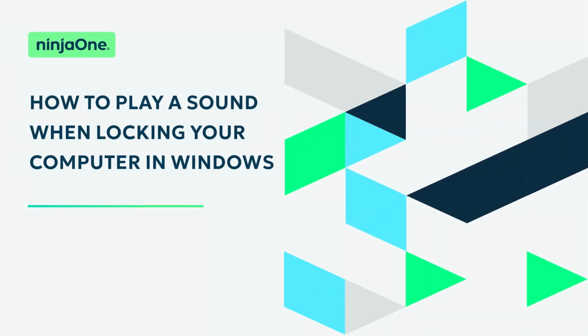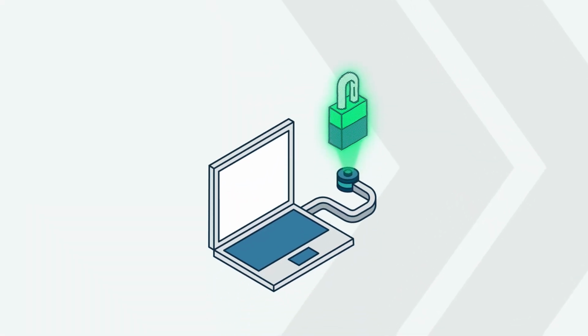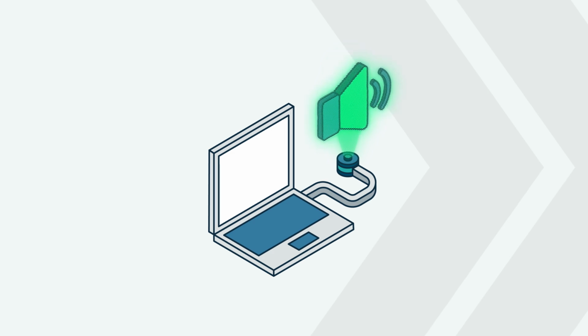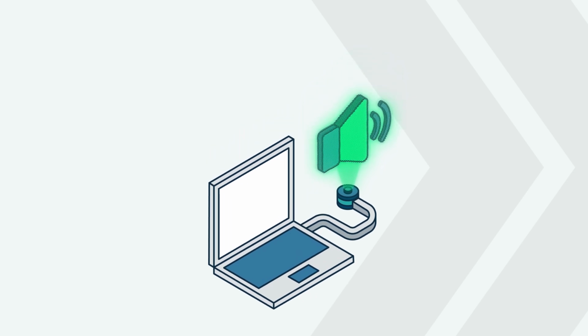How to play a sound when locking your computer in Windows. Windows doesn't always give clear feedback when your PC locks, especially if it happens automatically. You can make sure it's locked by playing a custom sound whenever it does. In this video, we'll show you how to set up a lock sound in Windows using built-in tools.